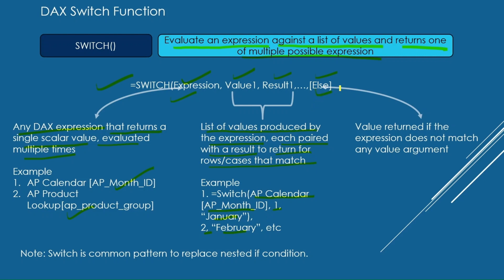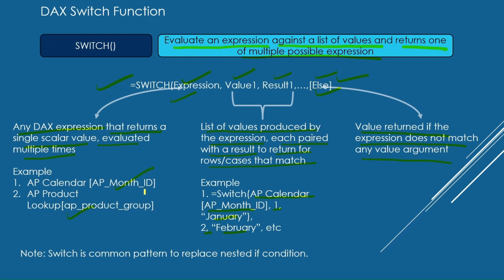And this is the else condition, the value returned if the expression does not match any value or argument. Suppose the expression is evaluated and it does not match any value returned by the expression, then whatever we write in the else here will be returned by this switch statement.